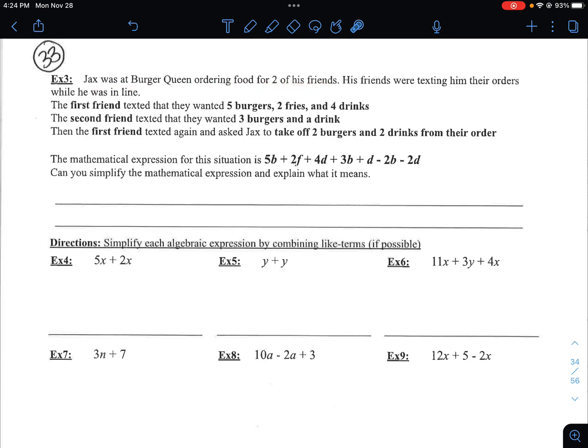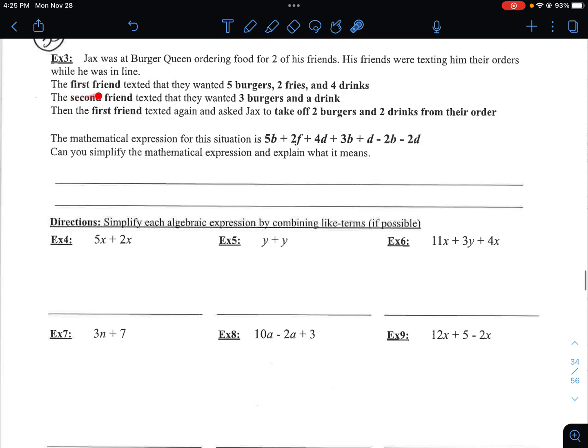Jax was at Burger Queen ordering food for 2 of his friends. His friends were texting him their orders while he was in line. The first friend texted that they wanted 5 burgers, 2 fries, and 4 drinks. The second friend texted that they wanted 3 burgers and a drink. Then the first friend texted again and asked Jax to take off 2 burgers and 2 drinks from their order. If a mathematician wrote a mathematical expression for this story, what would they write down?